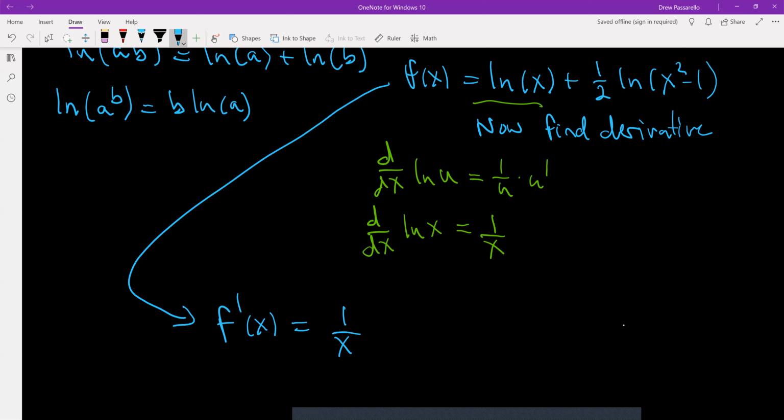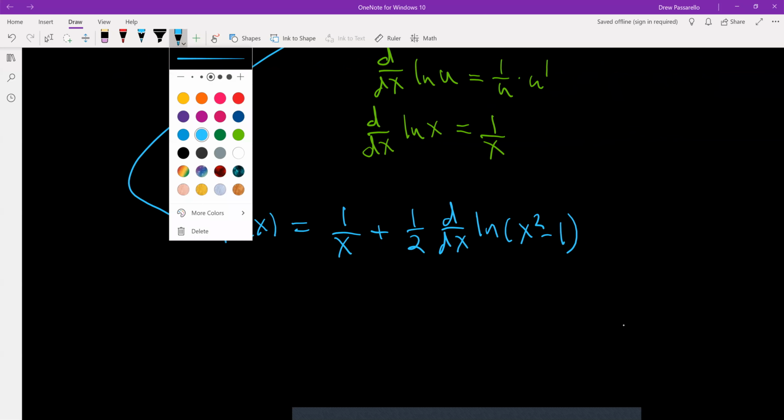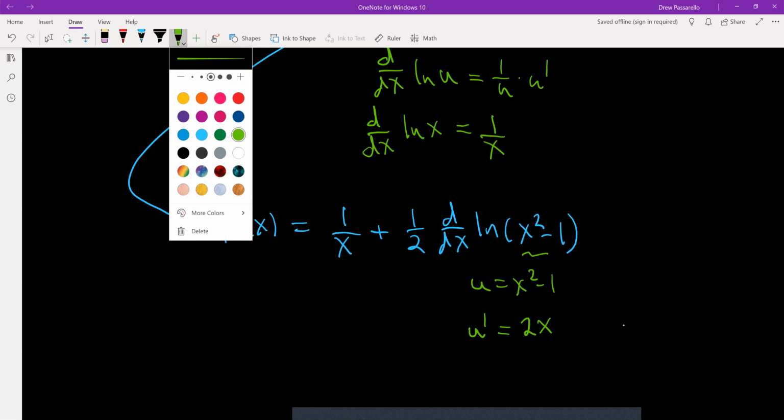And then I'm going to take the derivative of the second term, but first I'll bring the 1/2 in front and focus on taking the derivative of the natural log of x squared minus 1. All right, in this case, u is the x squared minus 1. So u prime, derivative of x squared minus 1, derivative of x squared is 2x. And then the minus 1 goes away because that's a constant. All right, so u prime is 2x.